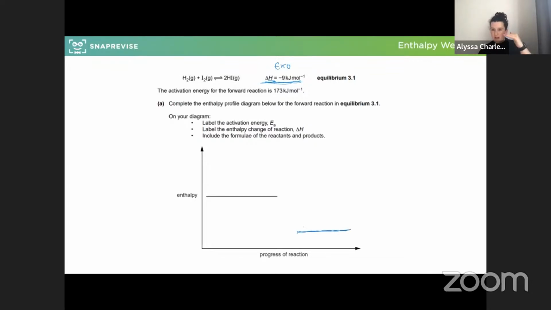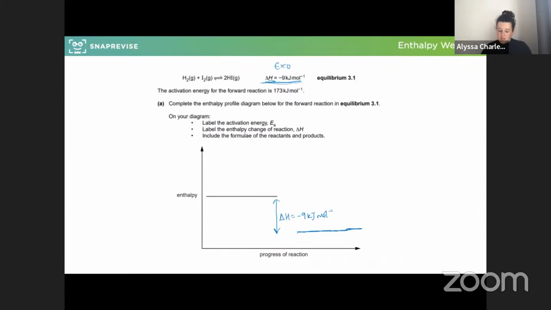That's why they've put their reactants line in the middle, because they want you to have the option to go above or below. They want to know if it should be above or below, and it should definitely be below, because this is an exothermic reaction. So the enthalpy change, well done Sophie, the enthalpy change is negative. So that change is our enthalpy change, which is minus 9 kilojoules per mole. It's not a massive enthalpy change. It's only tiny, but it is still an enthalpy change.